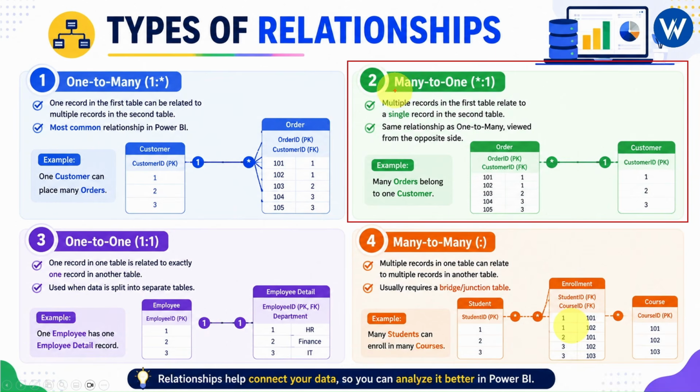The second one is many to one. Many to one means this is the foreign key and this is the primary key. So we are building the relationship from many to one in this way. Multiple records in the first table relate to a single record in the second table. Many orders belong to one customer. This is one kind of example.